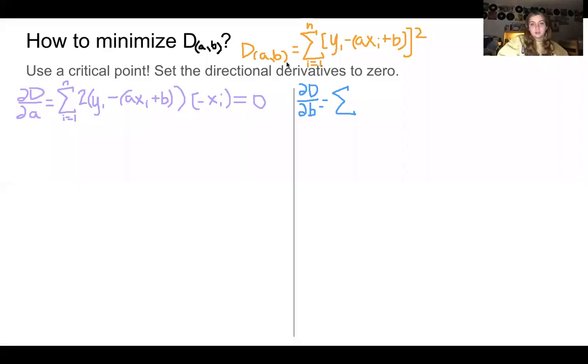This is the equation we are trying to minimize. First I'm going to take the directional derivative from the a side, and we're going to set that equal to 0 because we want it to be a critical point, aka minimized. So first off, we take the directional derivative.